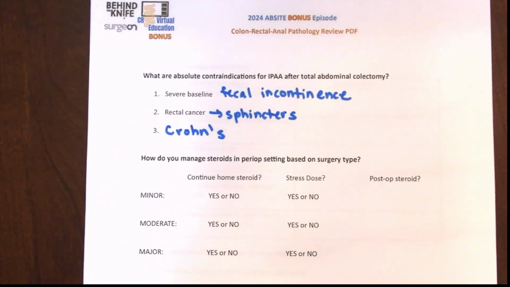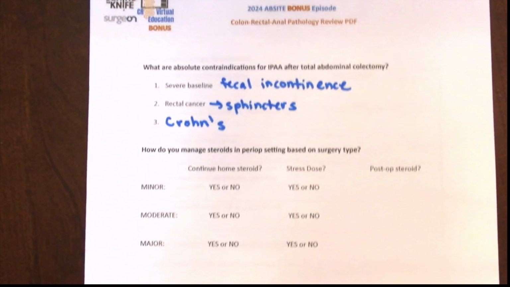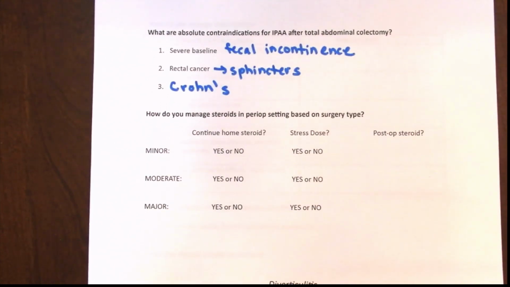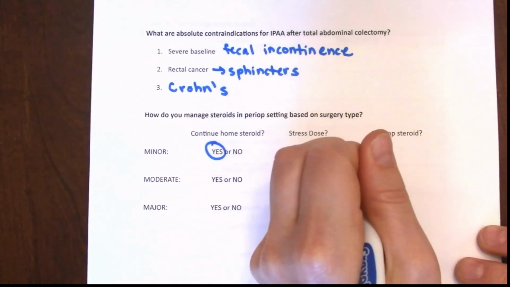Since these inflammatory bowel patients are often on steroids at home, how do you manage them when they're about to go through a procedure? I think it depends on the severity or type of procedure that they're going through. So if they're going through a minor procedure, then you would continue their home steroid. They don't require any stress dosing. And then they would just continue that steroid post-op as well.